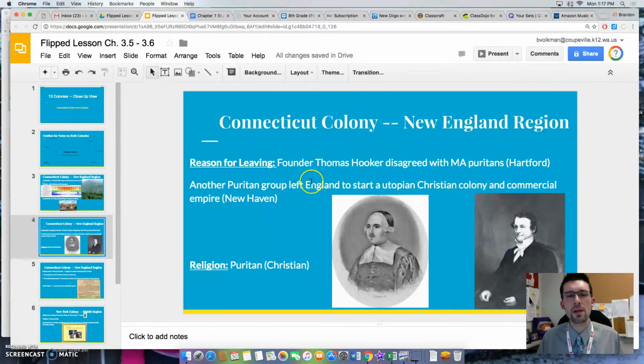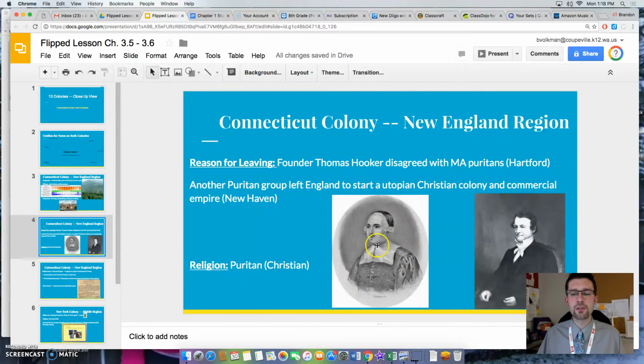New Haven was another town that was started close by to Connecticut, and it was started by another Puritan group that had left England, and they wanted to start a utopian Christian colony, really founded around the Christian ideals, more than likely around the Christian ideals of sharing with one another, where no one really had one thing. It belonged to the whole group, and making sure everyone followed the example of Jesus' life. They also wanted to create a commercial empire.